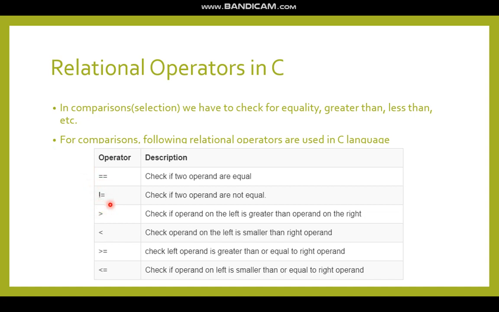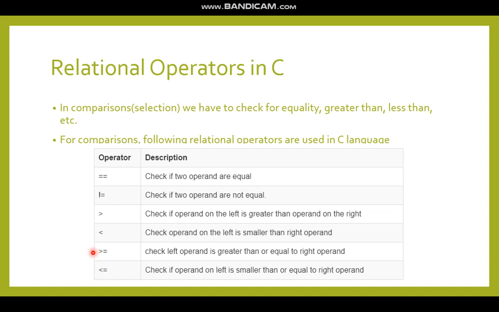This is the not equal operator, exclamation and equal. By using this operator you can check whether your left side is not equal to your right side. Here it will check whether your left side is equal to your right side. This is the greater than operator. It will check whether your left side is greater than your right side. Similarly, this is the less than operator. It will check whether your left side is smaller than your right side.